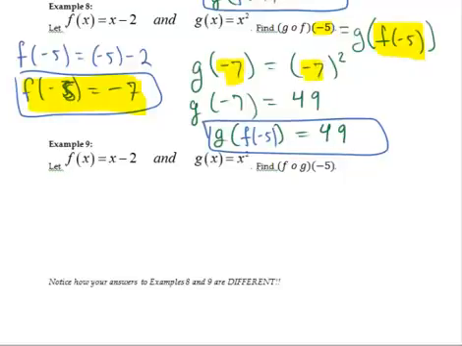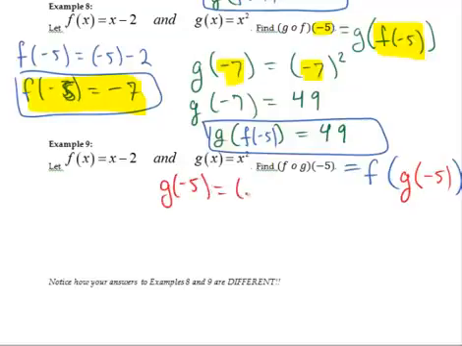Now, what happens if we take the exact same two functions, exactly the same for 8 and 9, but now we switch the order. So instead of doing g of f of negative 5, we do f of g of negative 5. So this way looks like this, f, and then inside we input the g. So we're going to say g of negative 5. Means we do this piece first. So g of negative 5 equals negative 5 squared. g of negative 5 equals positive 25.